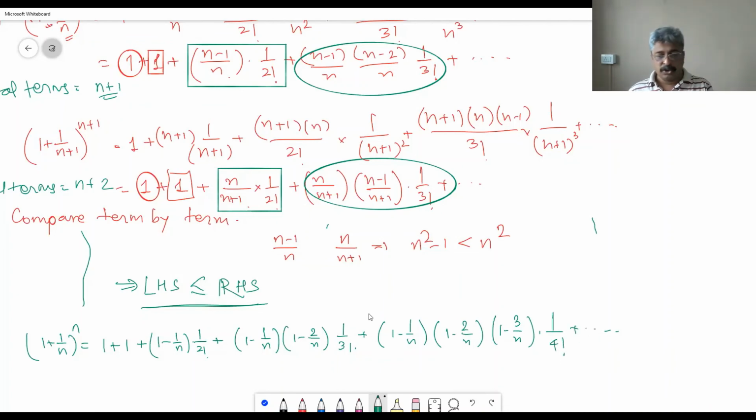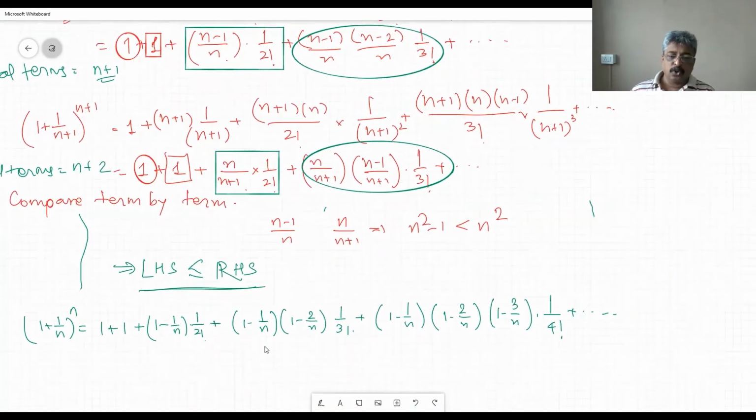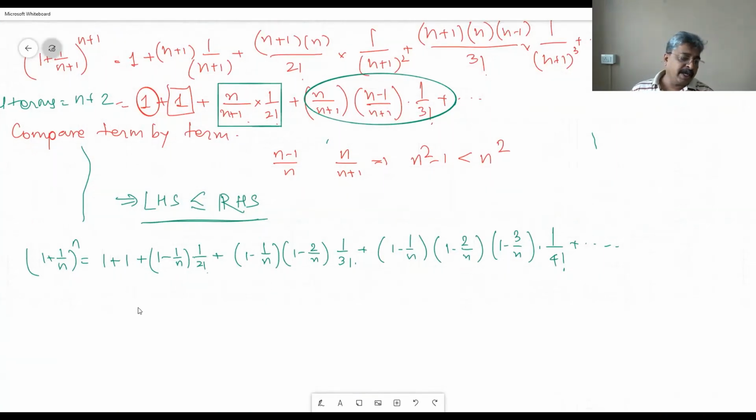So this is what is going to be the binomial expansion of (1 + 1/n)^n. Now we want to say that this sequence is bounded above. What are we trying to prove now? We are trying to prove that this is bounded above.